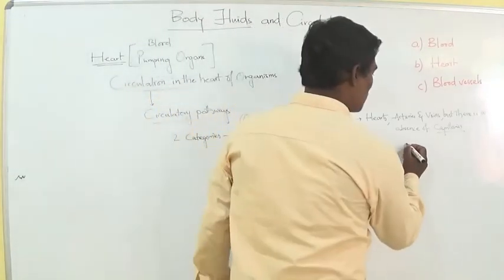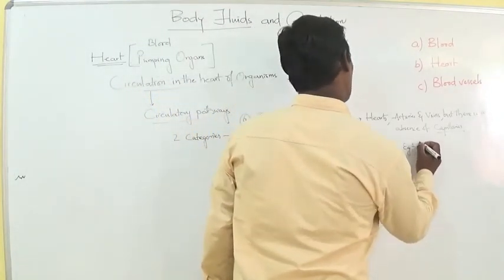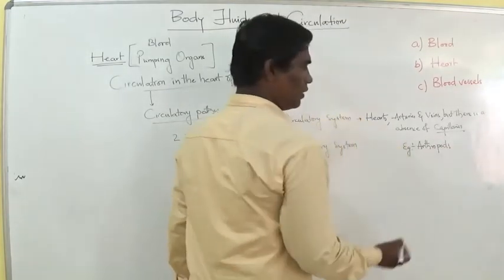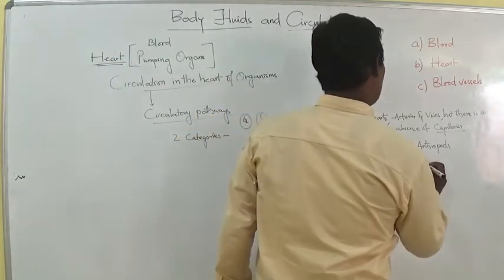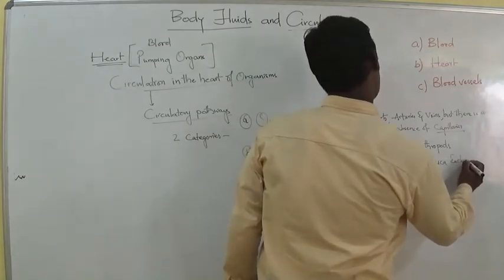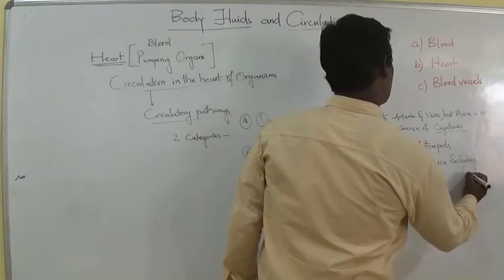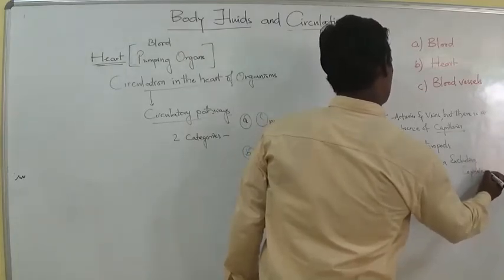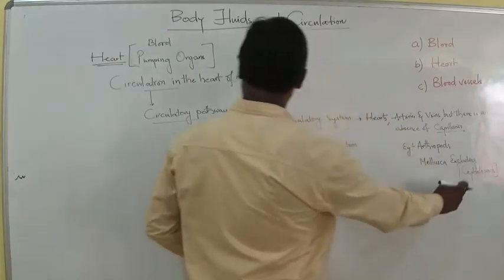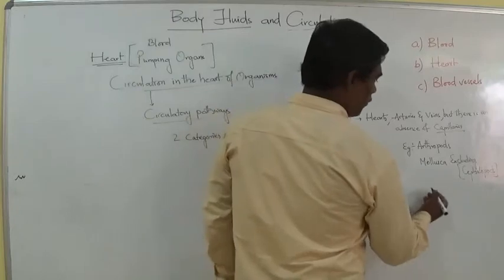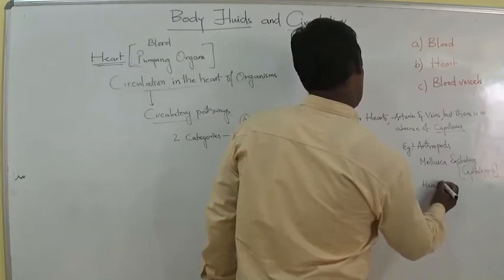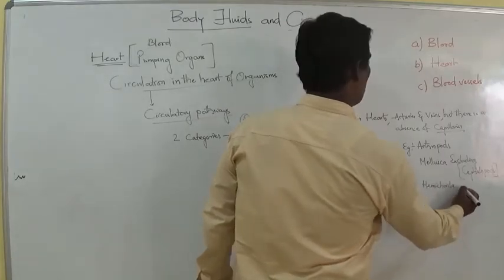This open circulatory system can be seen in the group of animals called arthropods, mollusca excluding cephalopods. So easy to remember, C is for cephalopods and it has a closed circulatory system. We can see it in hemipodata, etc.